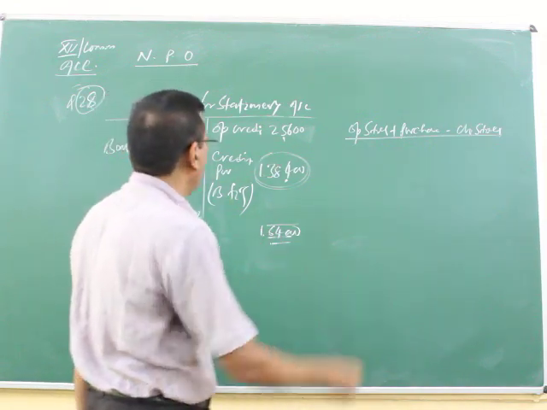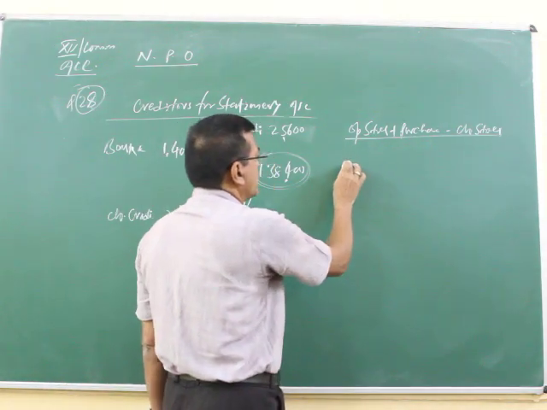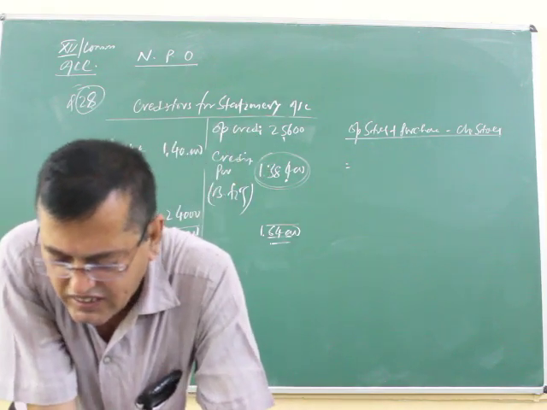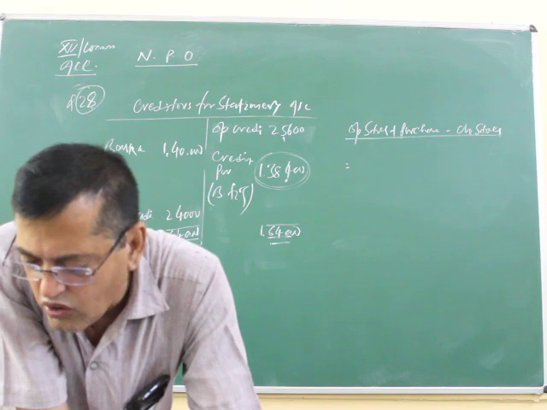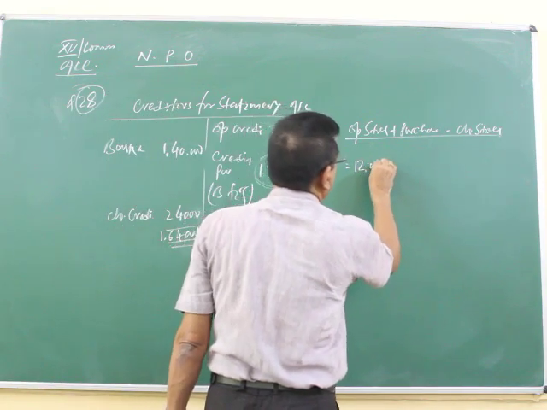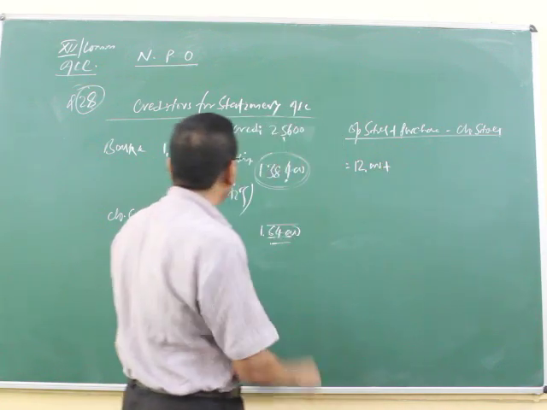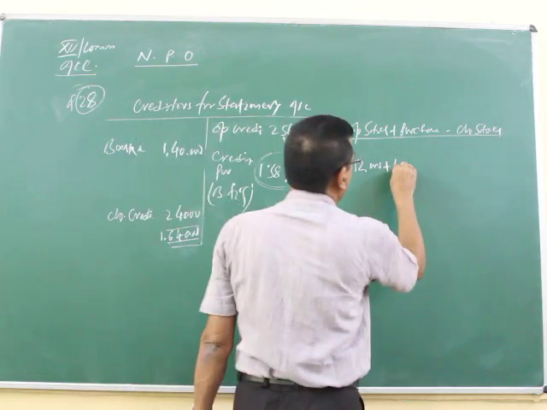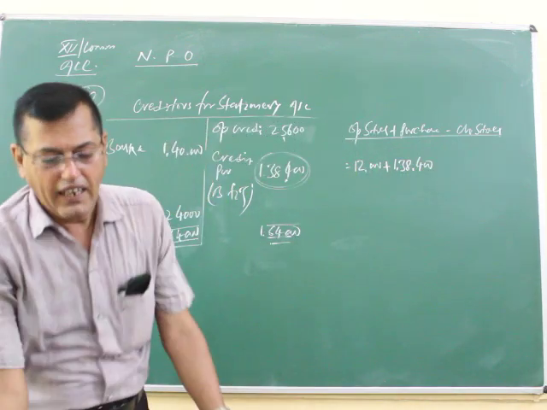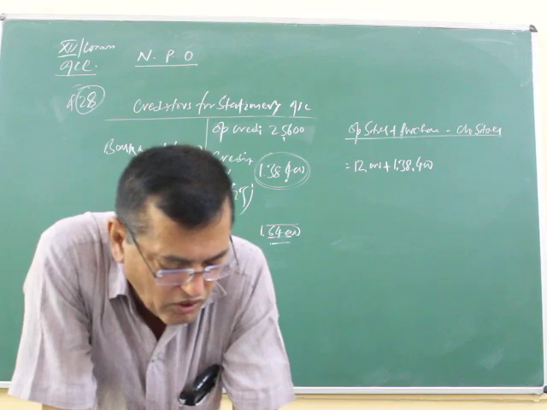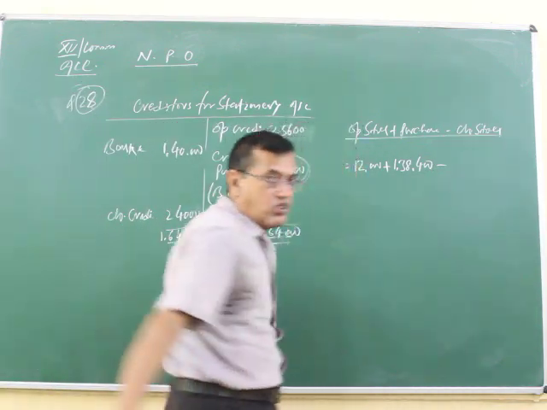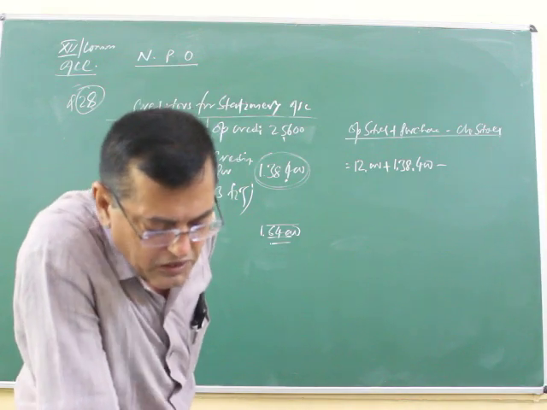After this, just the previous formula, see here, understood or not? What is the opening stock of stationery? Opening stock of stationery is given, 12,000. Write down opening stock of stationery 12,000 plus credit purchase 1,38,400. See all of you. Are any cash purchases given or not? There is no cash purchase. Minus closing stock of stationery, how much is given?